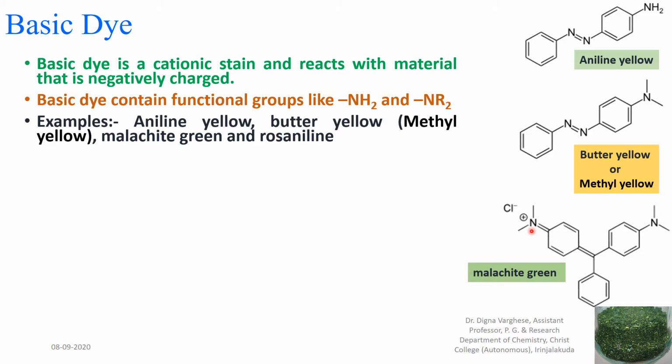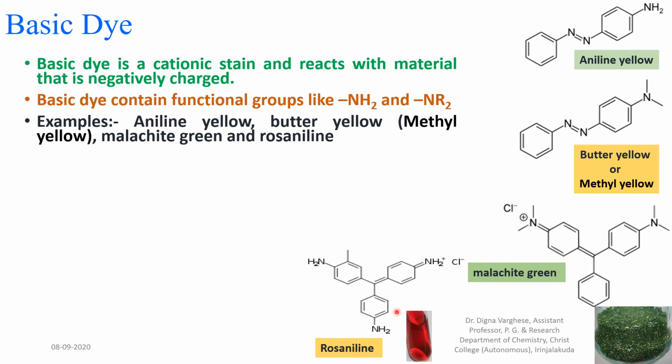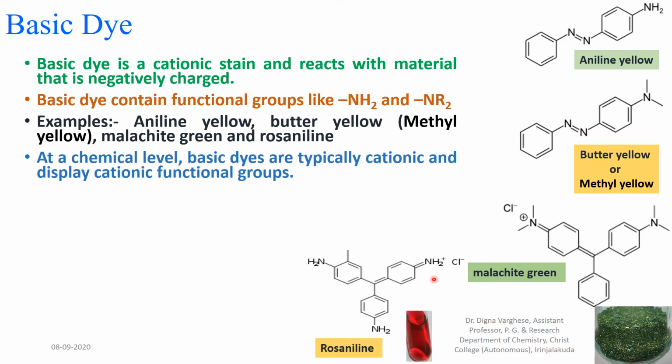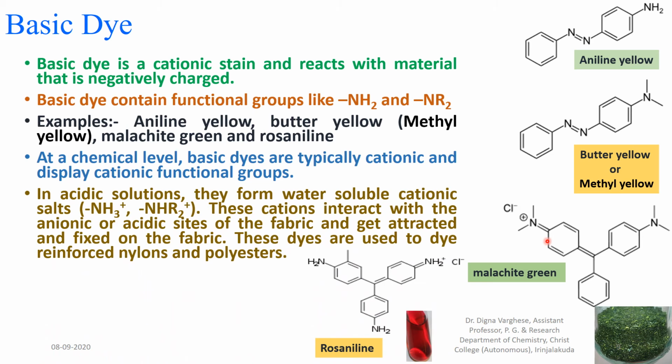The other example for the basic dye is rosaniline. Its color is red. Here there are two NH2 groups and one NH2 plus Cl minus group. So it is in the cationic form. At a chemical level, the basic dyes are typically cationic and display cationic functional groups. In acidic solutions, they form water-soluble cationic salts, that is NH3 plus, NHR2 plus, etc.